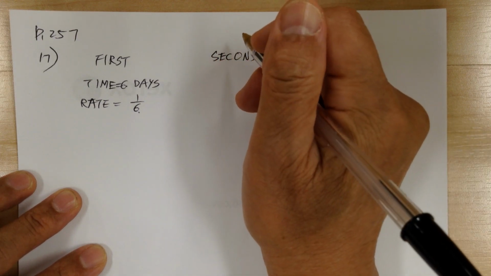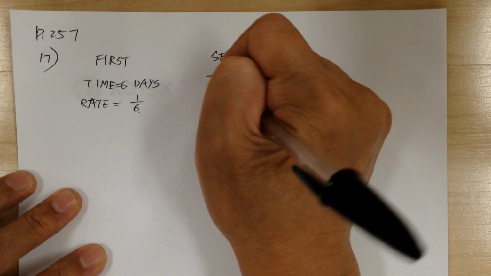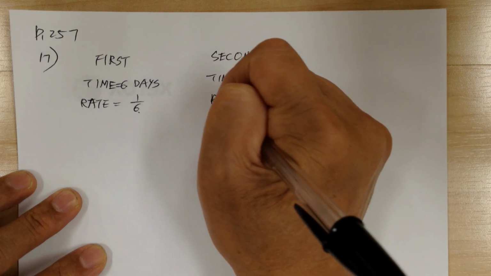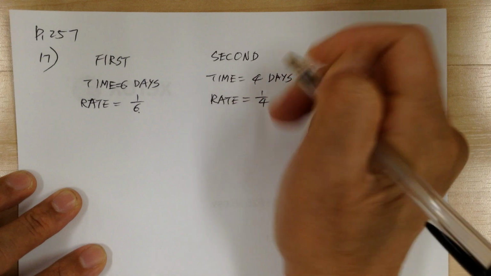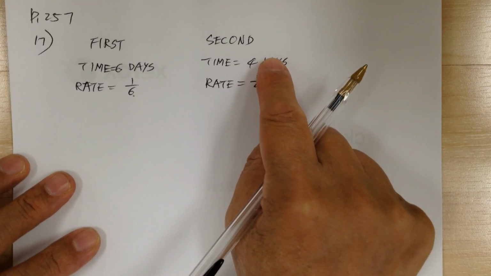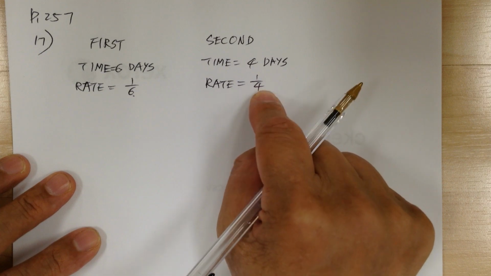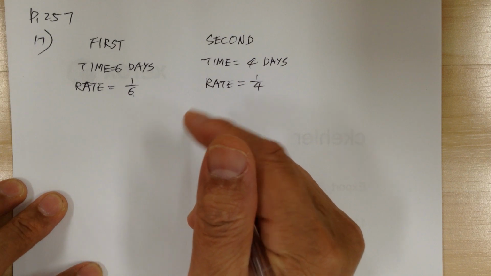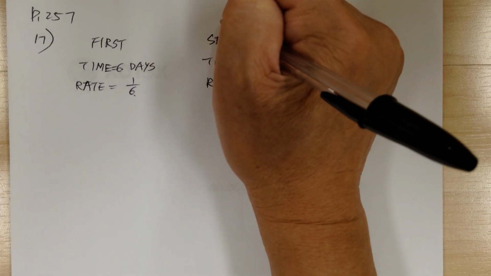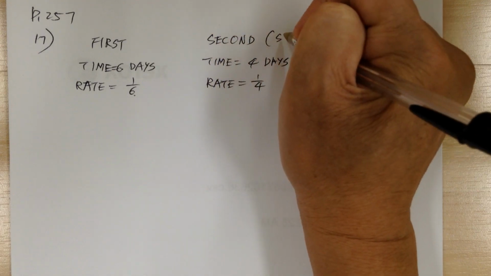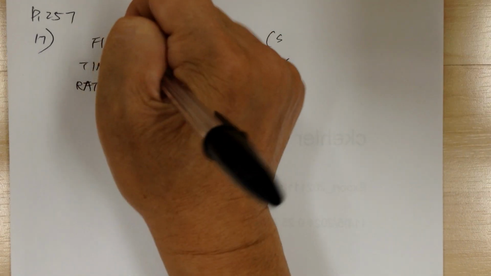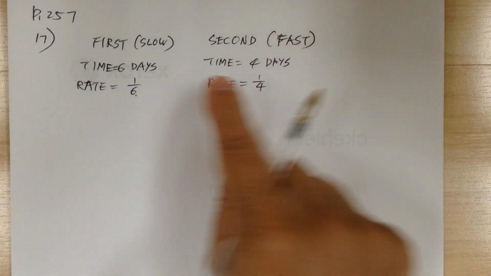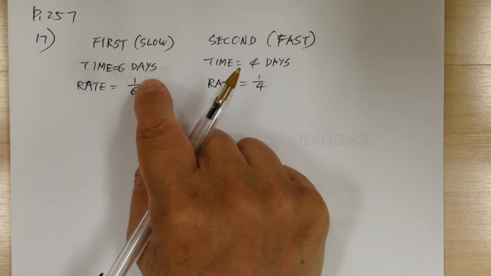Okay, the second crew can do the same job in 4 days. So the rate will equal to 1/4. That means if we can finish the whole thing in 4 days, that means every day you will finish 1/4, right? So that's the rate. Okay, now let's go and start to do the equation. Okay, so this is the slow one, because it takes 6 days, and this is the fast one. Okay, again, because it takes longer, that's why it's slow, right? Okay, let's go and do this now.